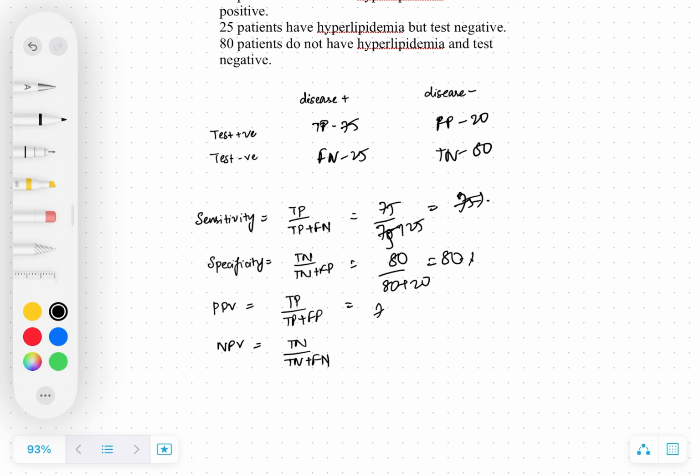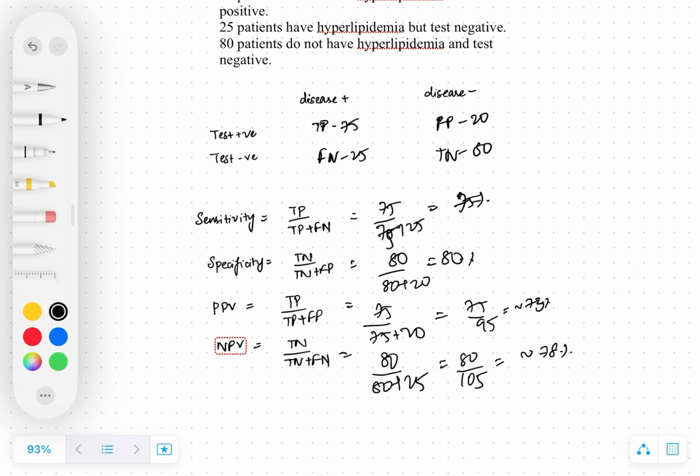Positive predictive value is true positive by true positive plus false positive. True positive is 75, 75 plus 20, that is equal to 75 by 95. We will get around 72 to 73%. Negative predictive value is true negative by true negative plus false negative. True negative is 80, 80 plus 25 is equal to 80 by 105. Here we will get almost 78%.